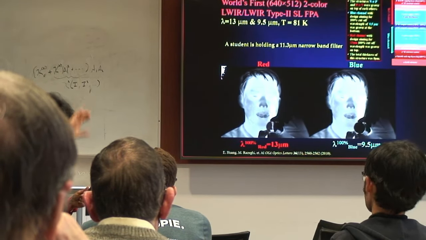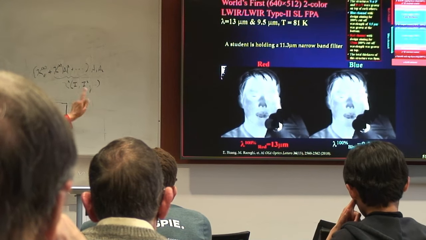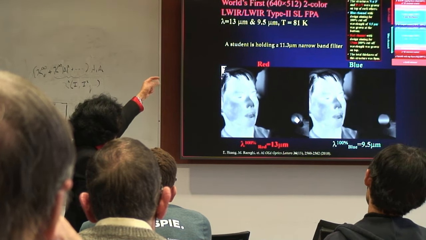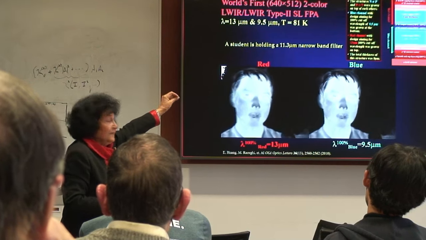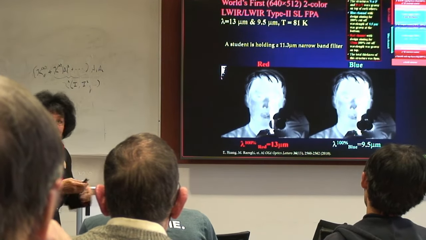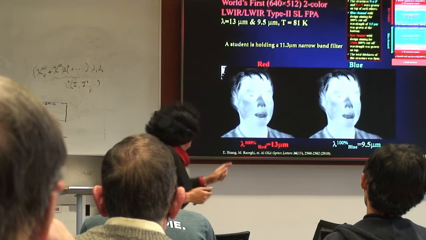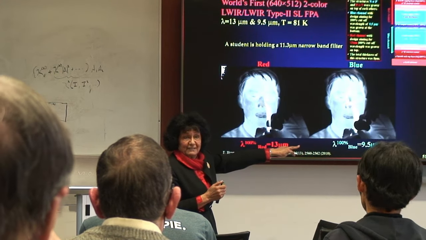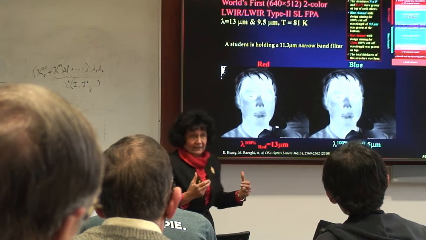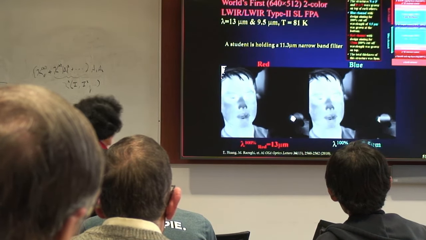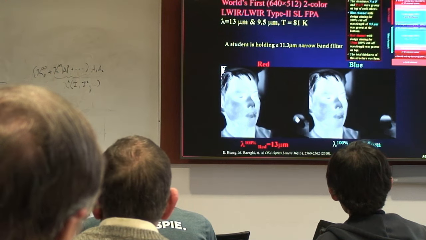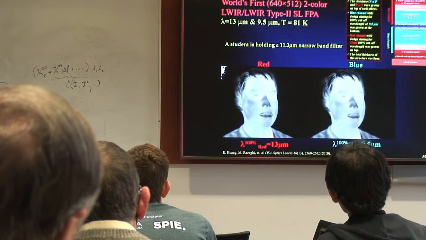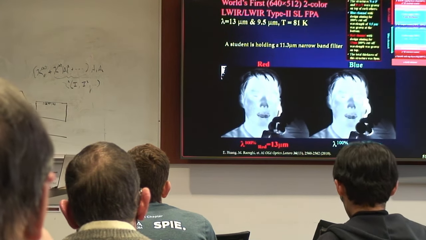That's the two-color. If you are growing two different stacks with different wavelengths, that is 13 micron and 9.5 micron, and holding the narrow band filter in the hand, you can see the difference. That is one camera, and look at that. In this one you can see the long wavelength, but the short wavelength you cannot see. You can understand why all of that is so important, especially for military application.